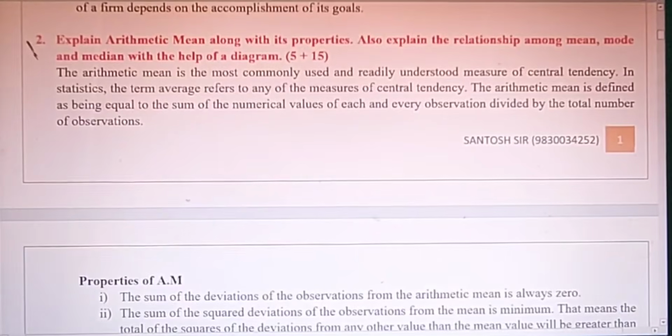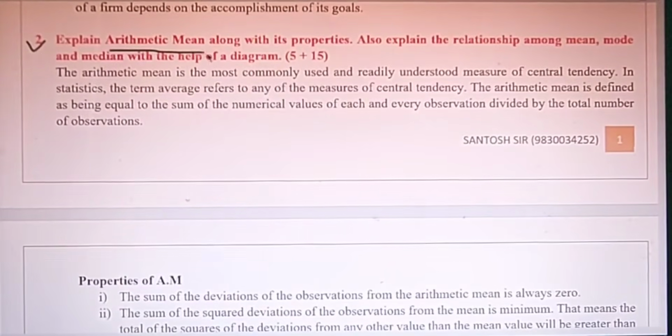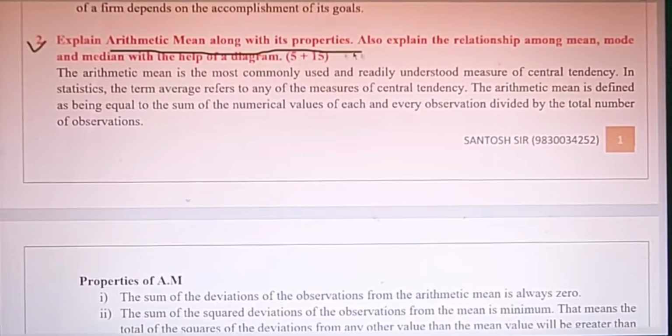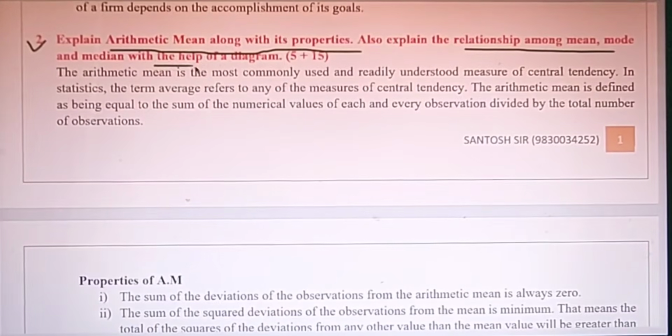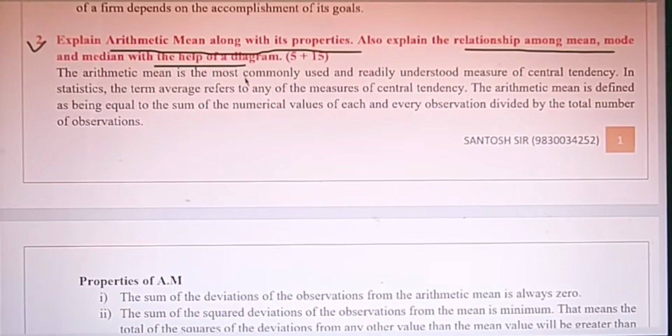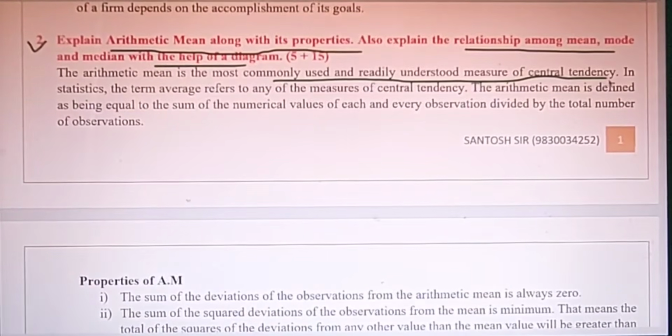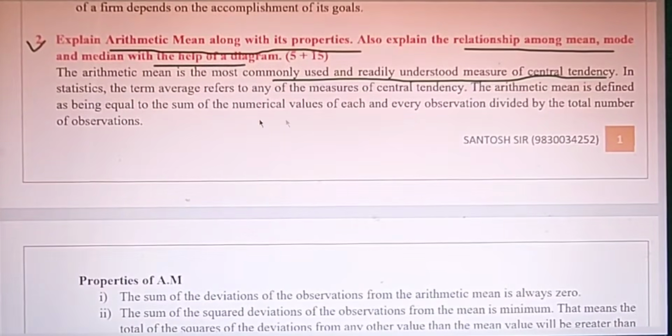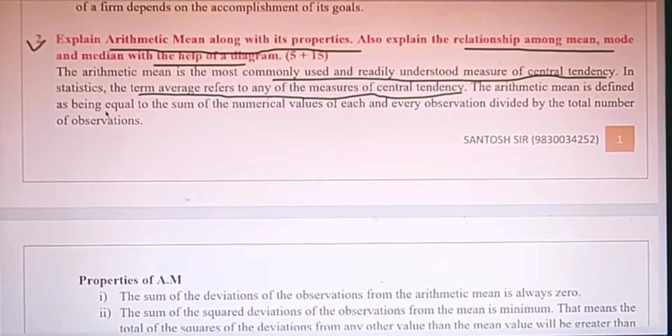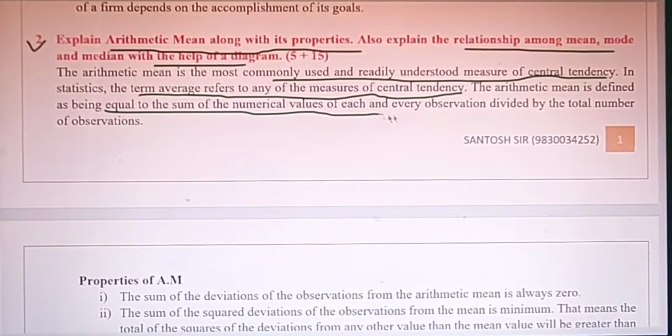Okay friends, let's do the second question, and this is on arithmetic mean. You have to write the meaning of arithmetic mean and its properties, and the relationship between mean, median, mode with the help of a diagram. So basically, arithmetic mean is the most commonly used and readily understood measure of central tendency. In statistics, the term average refers to any of the measures of central tendency. And we can also define arithmetic mean as the sum of the numerical values of each and every observation divided by the total number of observations.